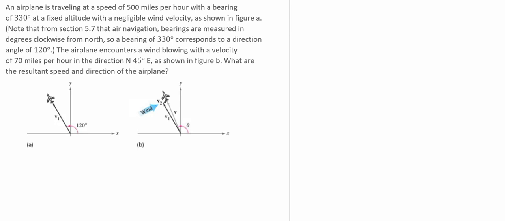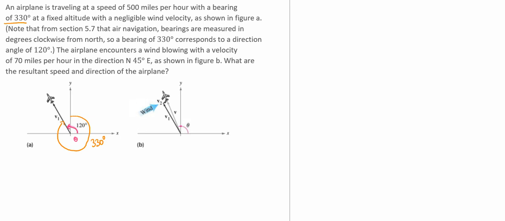We were reminded from a previous section that in air navigation, bearings are measured in degrees clockwise from north, which means that we would start here and go 330 degrees this way. So that's the 330 degrees they're talking about. But what does that convert to for us as far as our theta would be? That's what this angle is right here, this 120. That's our theta that we're going to be using.